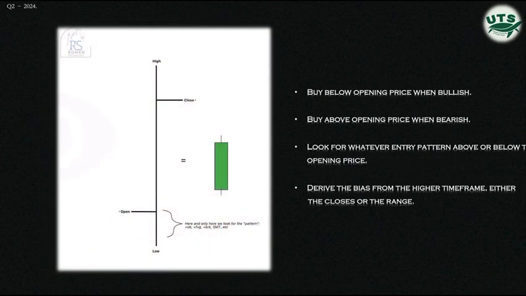Again, in summary, you buy below the opening price when bullish. You look for your pattern here, OB, FVG, breaker, SMT, whatever, right? Over here. And vice versa. This is a bullish candle. So if you're expecting price to go higher because we closed above a candle, then you look for this. Buy below the open. Look for whatever entry pattern above or below the opening price. Derive the bias from the higher time frame, either the closes or the range.